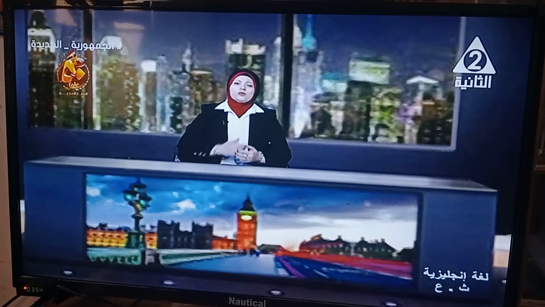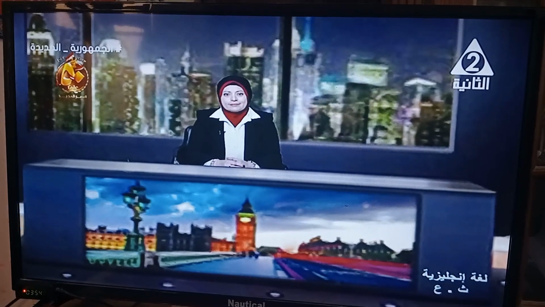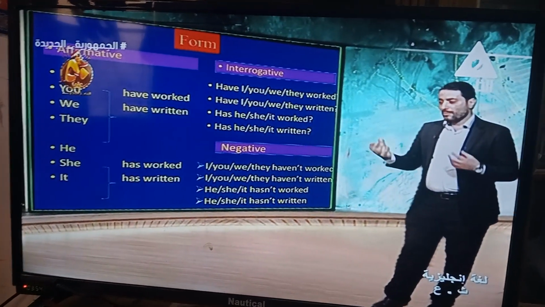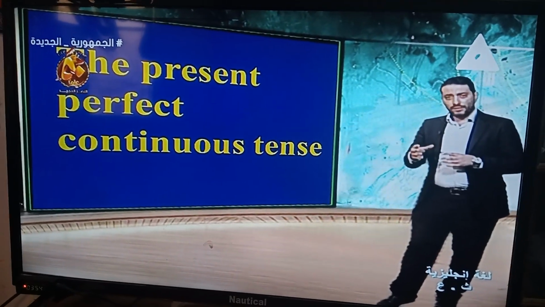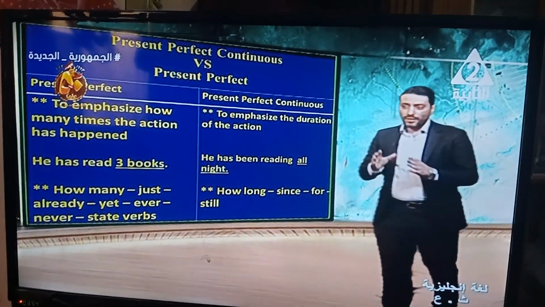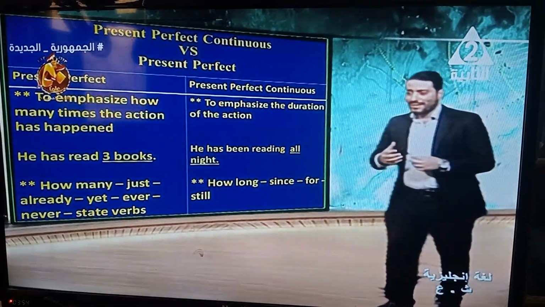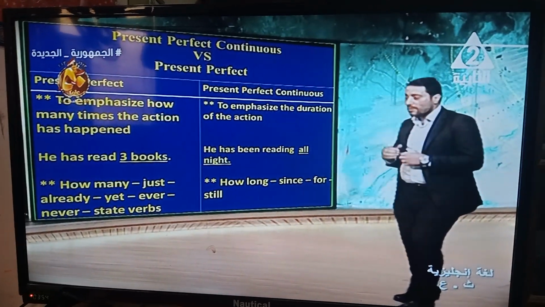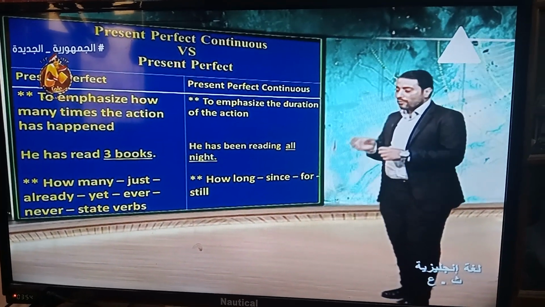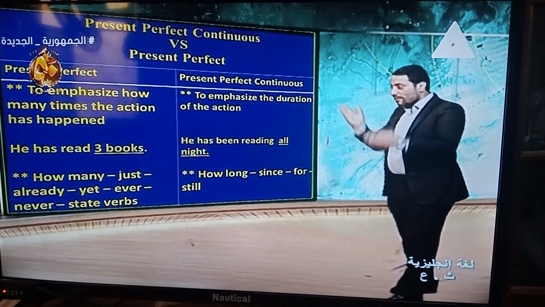Okay, floor is yours, Mr. Ahmed. Can you elaborate on that? Yes, of course. The difference between present perfect and present perfect continuous is like the following. In the present perfect tense, we focus more on the number of actions. يعني دايما في المضارع التام بنركز على عدد مرات حدوث الفعل. But in the present perfect continuous, في المضارع التام المستمر, we focus more on the time or duration of the action. Look at this table.